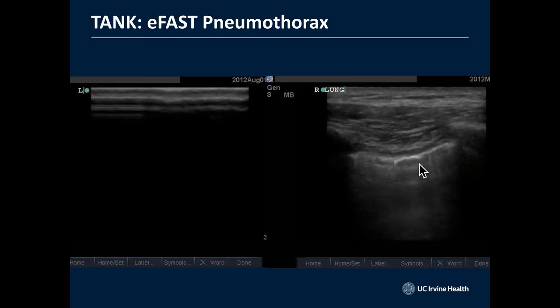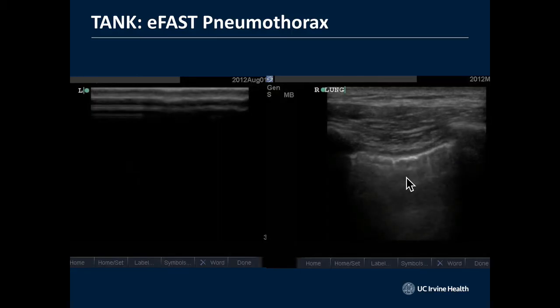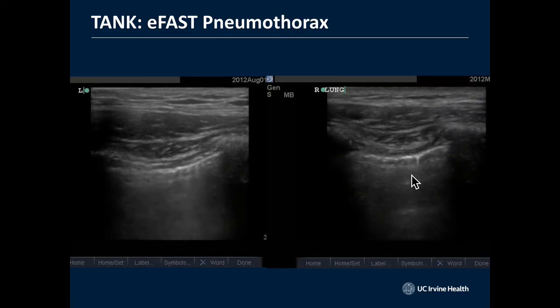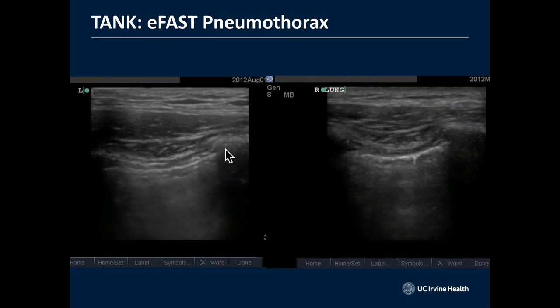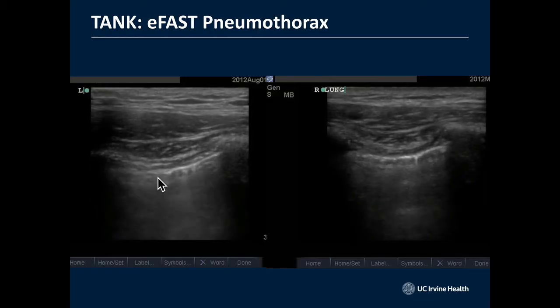But you could see here, once that breath was taken, now we saw the lung sliding. There's no pneumo here. In fact, I see a comet tail. Whenever you see a comet tail like that, that means that there is interaction of the visceral and parietal pleura to make that comet tail. And over here, looks like there's some pretty good lung sliding as well.